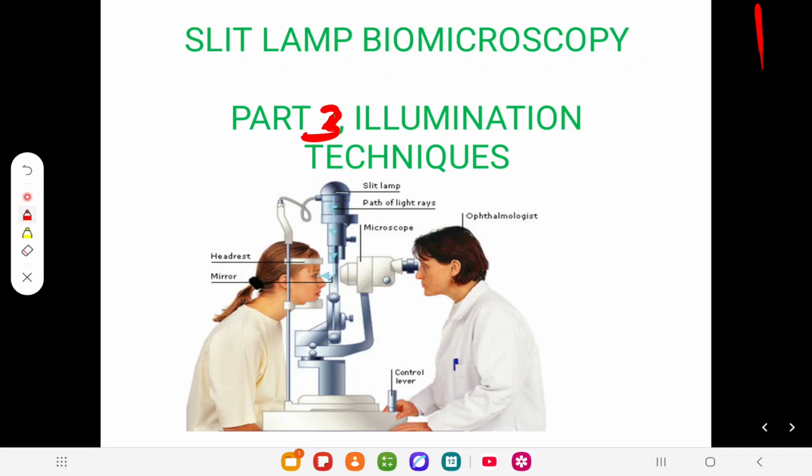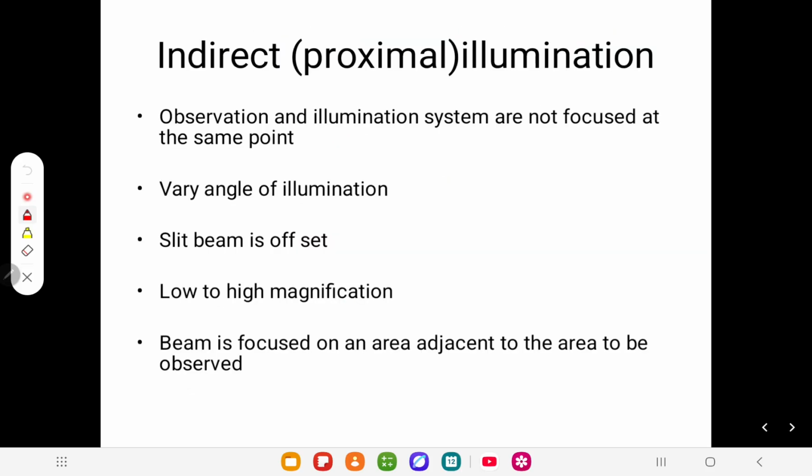Okay, let's move on to part 3 of the illumination technique. Basically, I divide the illumination technique into two parts. So let's move forward: indirect, in the case of proximal illumination. What do you mean by indirect? Observation and illumination system are not focused at the same time.